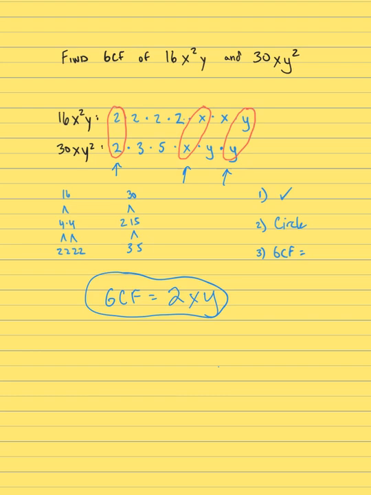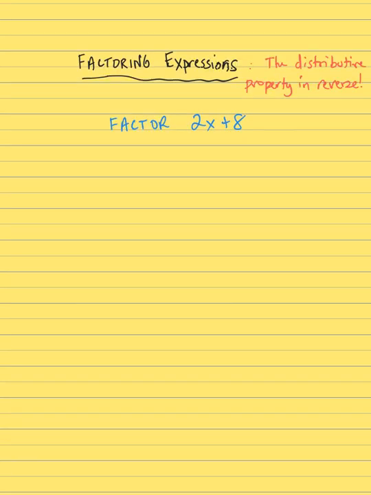Your book throws one more thing in this section, and it's a bit of a curveball. Let's take a look at it now. So the last little final curveball they throw in here is they talk about factoring expressions. And for that, they mean, what if there's an addition or subtraction sign? So they would say, factor 2x plus 8. Okay, what does that even mean?